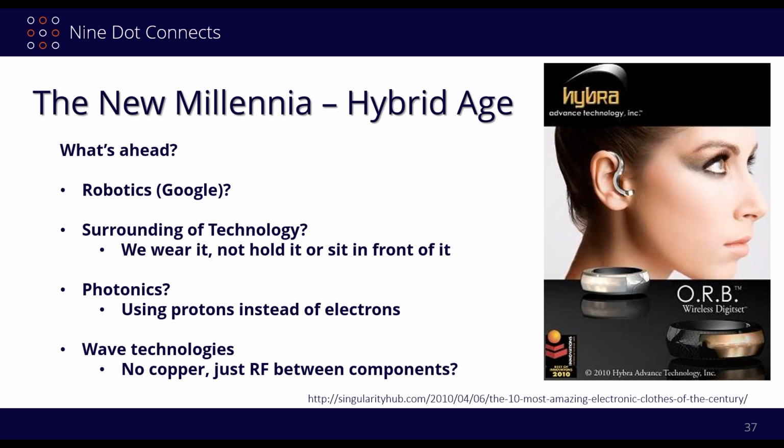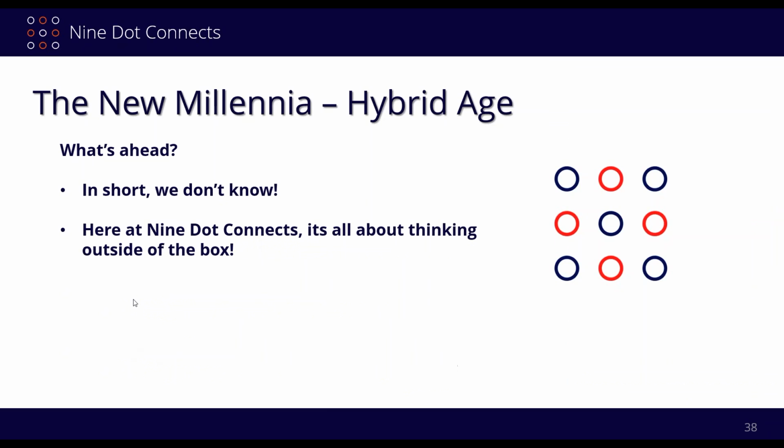which are a lot faster? Is that going to completely change the way we do printed circuit boards? I don't know. What about wave technologies, where, to hell with copper, let's just have all these things communicate with each other through remote frequencies? So we don't know what the future is going to bring, but obviously the printed circuit board, as we know it today, is probably going to change in the next 100 years. So that's the history for you here today. This is what I put here as what's ahead.